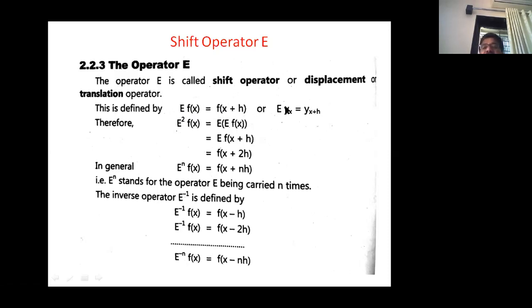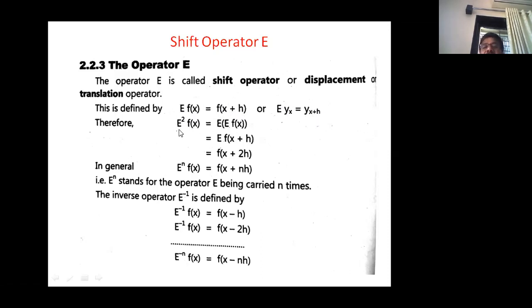And in general, in the notation of y, E of y_x is y_(x+h). So what is E of y0? It is y1. E of y1 is y2. In this way, E of y3 is y4.